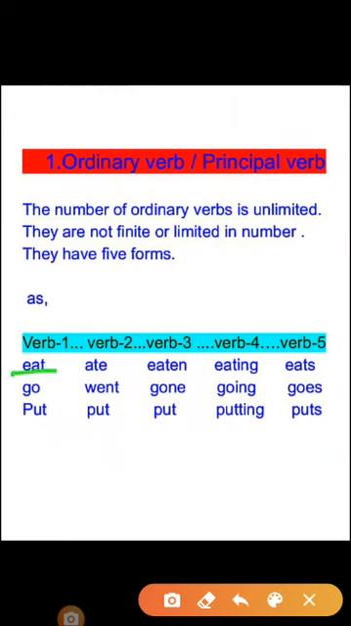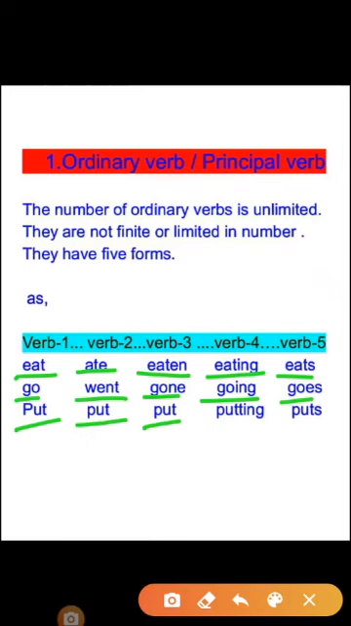See here, the first one is verb 1. Here it is the main verb, or we can say verb 1, and verb 2 will be ate, verb 3 eaten, verb 4 eating, verb 5 eats. Next, go: verb 2 went, verb 3 gone, verb 4 going and verb 5 goes. Put is verb 1, verb 2 will also be put and verb 3 will be put, verb 4 will be putting and verb 5 puts.